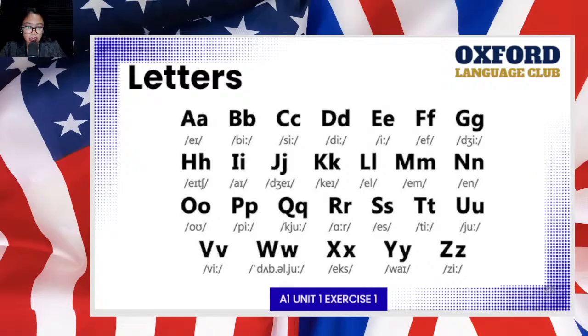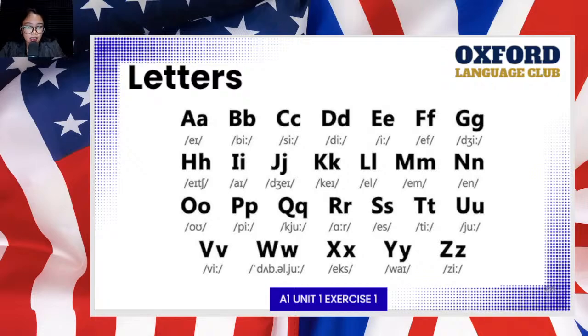G, G, H, like exhaling, like breathing out. I, E, J, K, L, M, N, N, N, O, O, P, P, Q, a combination of K and W, right? If you remember it. Anyway, let's continue. R, R, R, you're curling up your tongue.